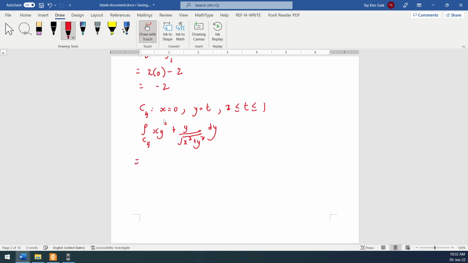So plug in x is 0. When you plug in x equals 0 here, the first term, x y squared dx, is 0, because x is 0 and of course dx is 0. dy equals dt, t from 2 to 1. So y is t, x is 0, so y squared we have t squared, dy is dt. I will quickly evaluate this one using the calculator.